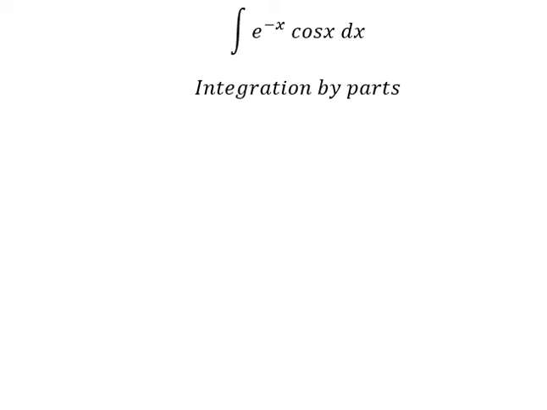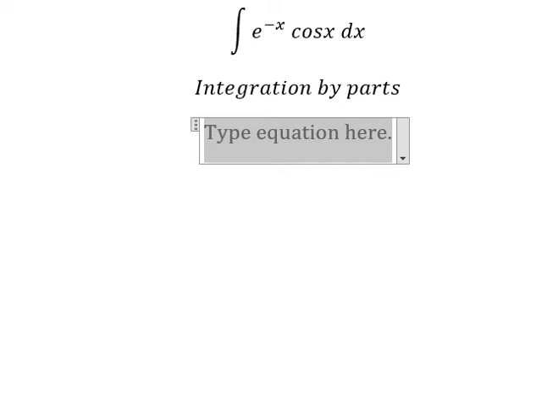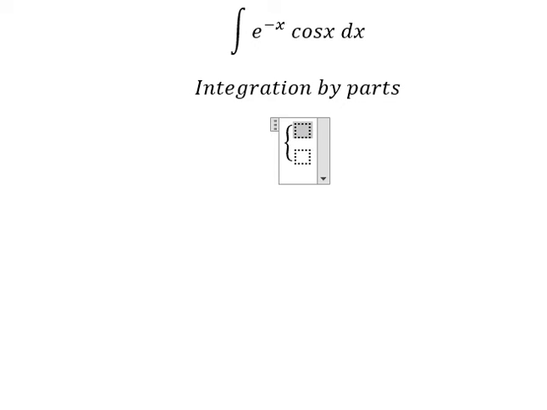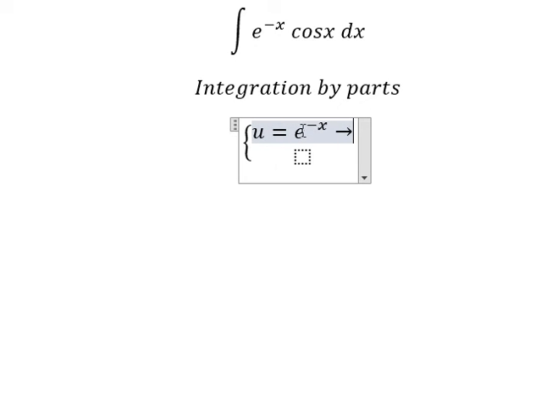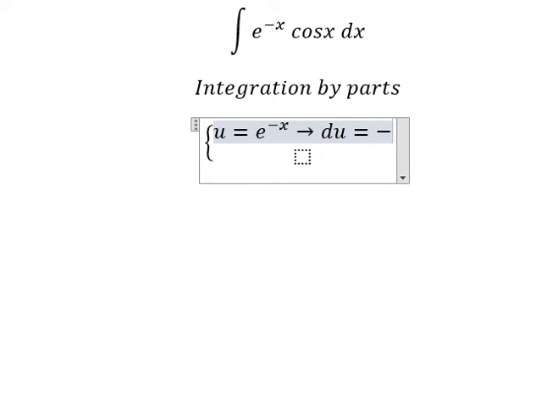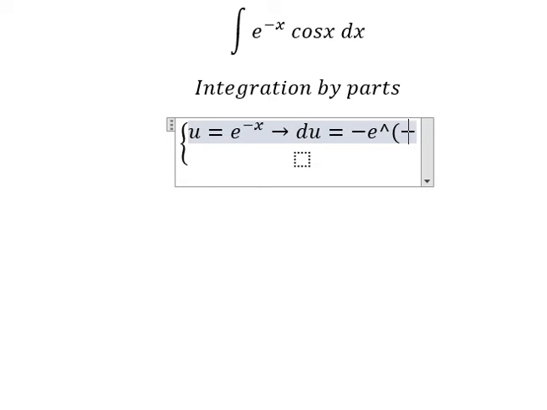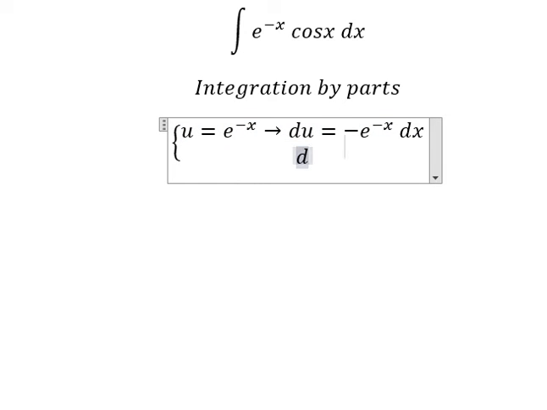So I need to put u equals e to the power of negative s. If I take the first derivative of both sides, we have du equals negative e to the power of negative s ds. dv we have cosine s ds. The integration of this one, we have v equals sine s.